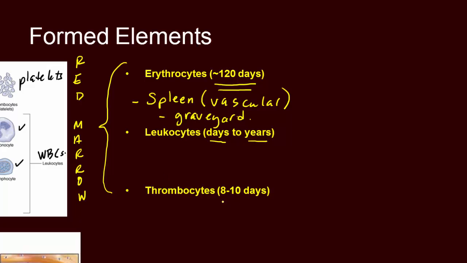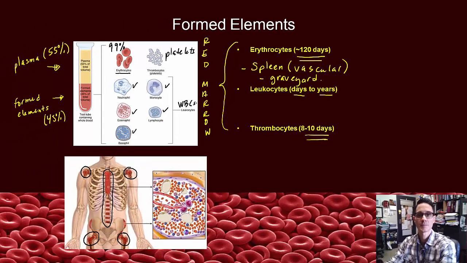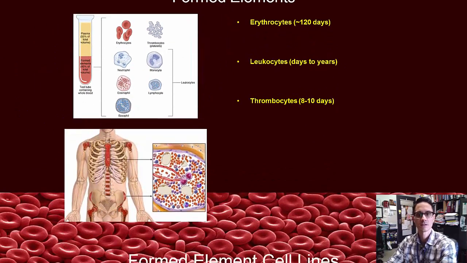Finally, thrombocytes. So thrombocytes are otherwise known as platelets. These are the ones that are going to be important in clotting the blood. Thrombocytes are going to stick around for a little over a week, and then we're going to get rid of those through the spleen as well.